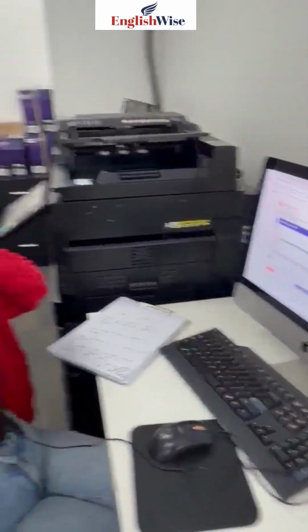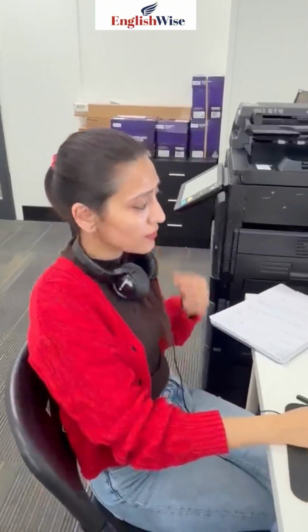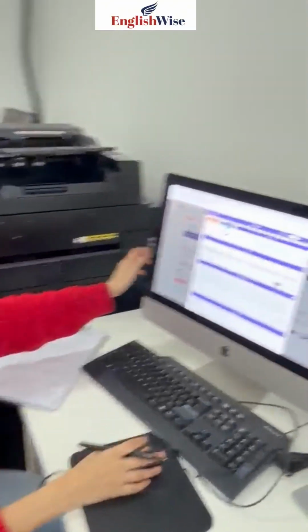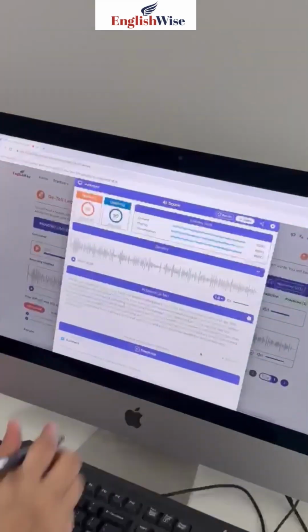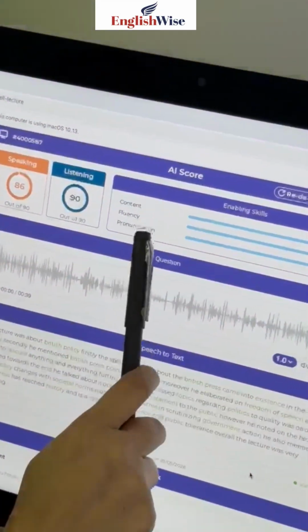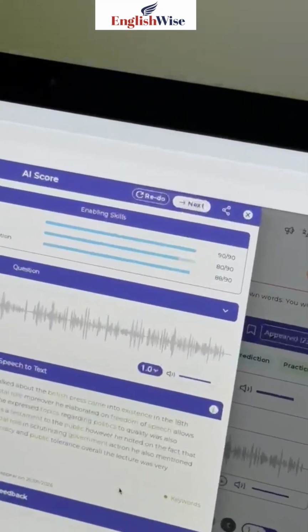Now, let's submit our answer and wait for the scores to come up. So, we'll focus this side. Okay. So we see that our content is 90, fluency is 80, and this is the score we have got.